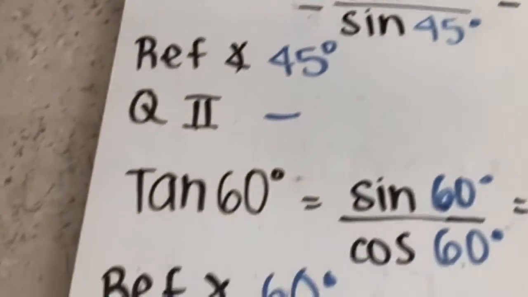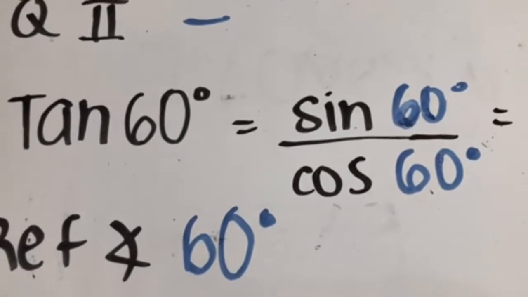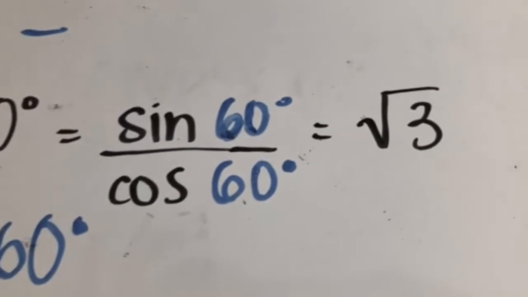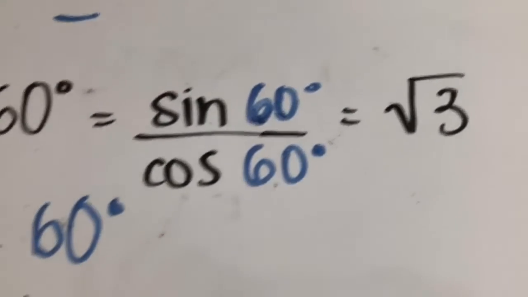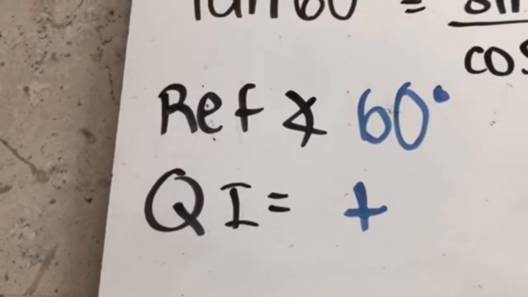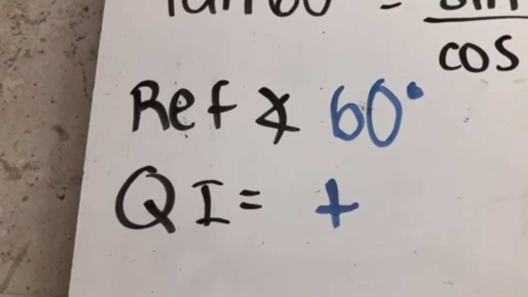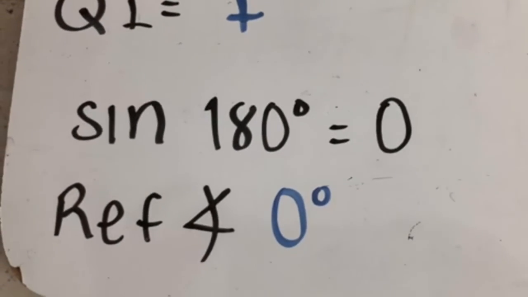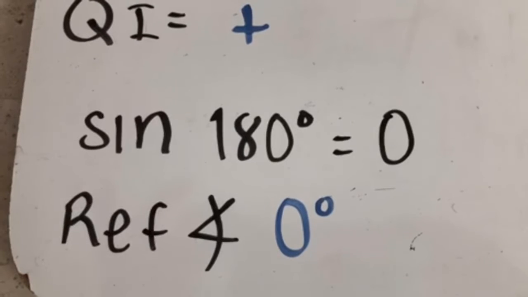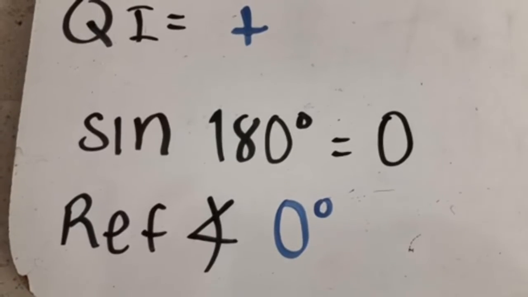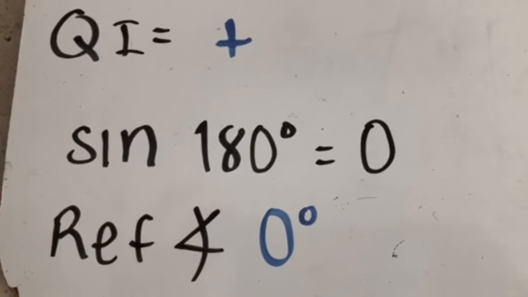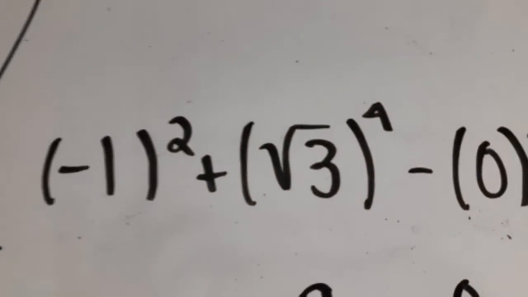The second term is simpler, because the reference angle is 60 degrees. Using the definition of the tangent, we divide the sine over the cosine, and the result is the square root of 3. In this case, the sign doesn't change, because the angle is in the first quadrant. For the final term, the reference angle is 0, and therefore the sine of 180 degrees is also 0. In this case, the sign doesn't change, because the angle is in the second quadrant, and still it doesn't matter because the value is 0. Finally, by substituting the terms in the expression, the result is 10.